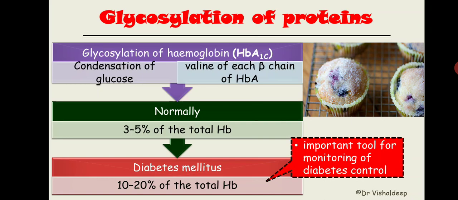If the person says that he is taking regular drugs and treatment or regular injections of insulin, and once you measure the actual amount of the HbA1c, if it is more than this 10 to 20%, then you can easily conclude that the person is not taking the medication regularly.